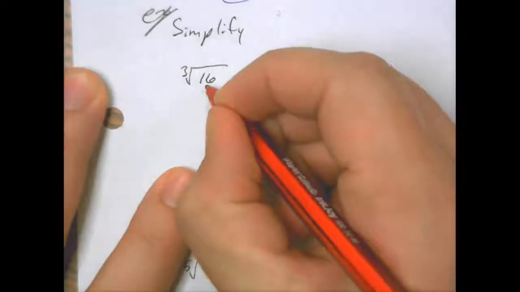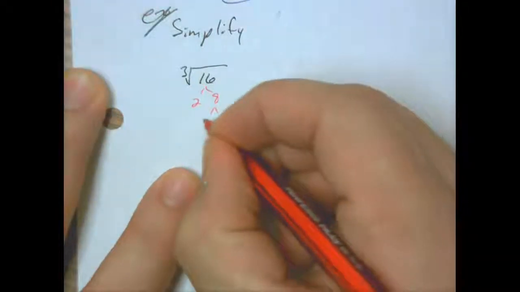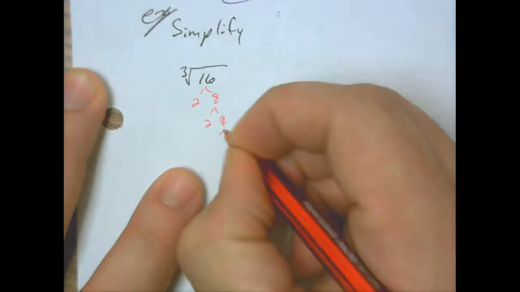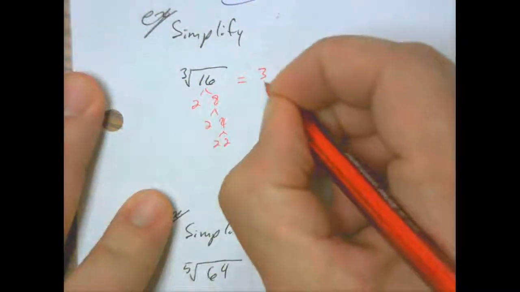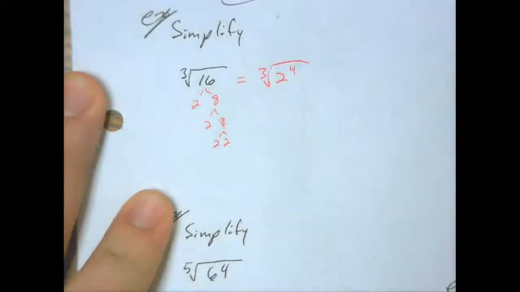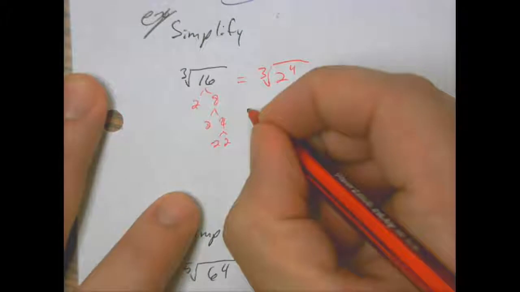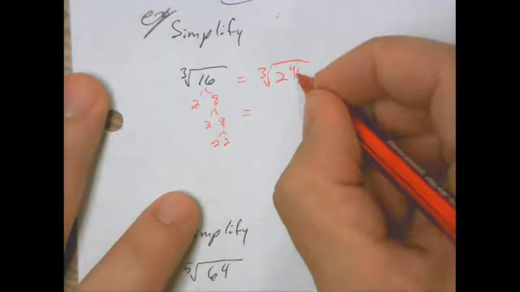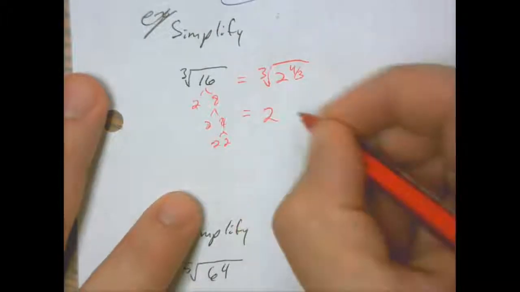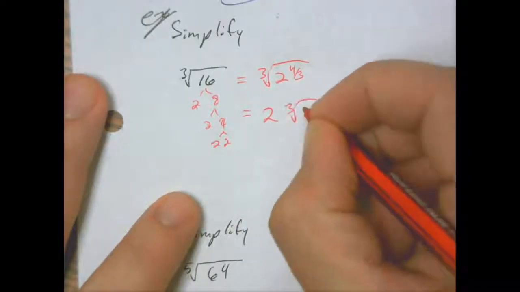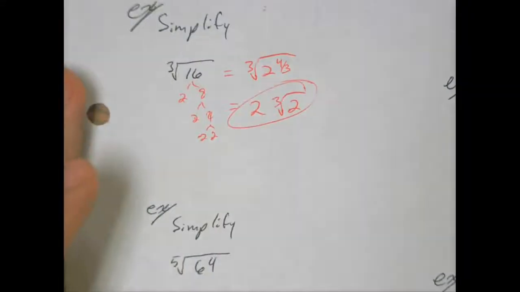So what this means we can do is we have 2 times 8, which is 2 times 4, which is 2 times 2. So this same thing is taking the cube root of 2 to the 4th power. So I have 1, 2, 3, 4 2's. So I can break this up because 4 divided by 3 is 1 1/3. So what that means is I have one 2 on the outside and another 2 left on the inside. So this is 2 times the cube root of 2.